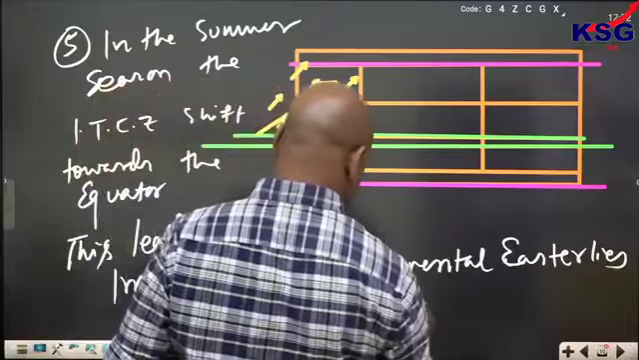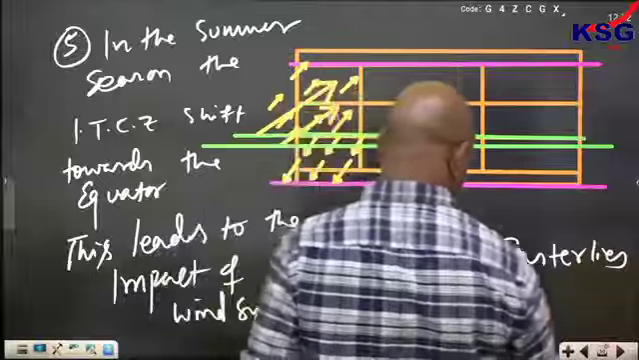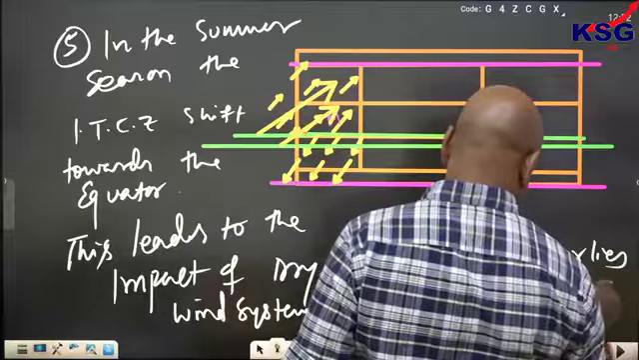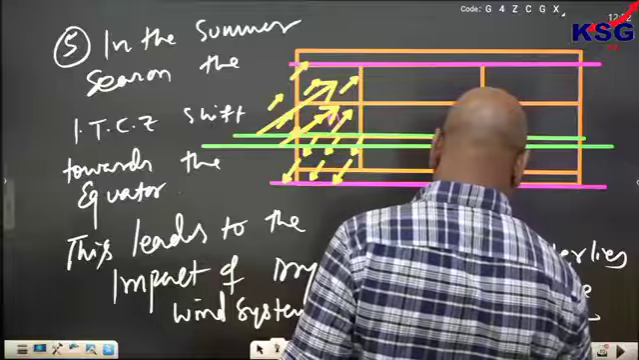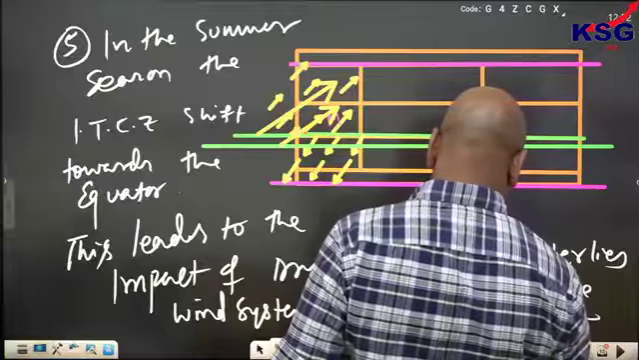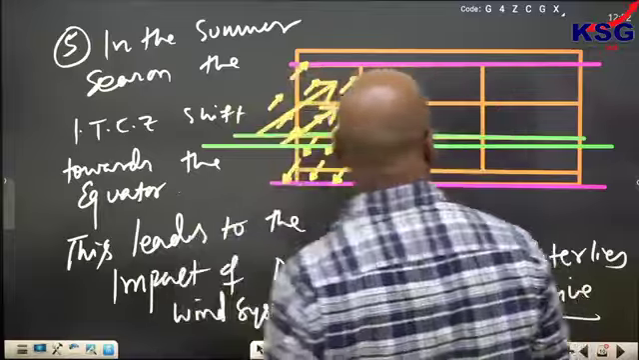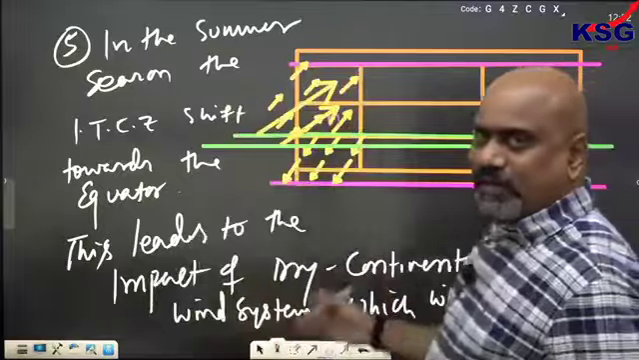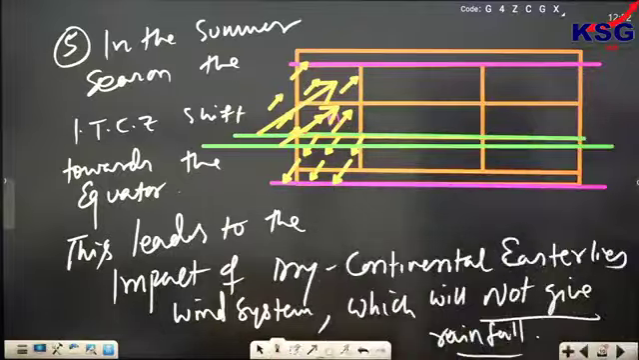Which will not give rainfall. It will not give rainfall. ये बारिश कभी भी नहीं होगा, कभी नहीं देगा. Are you getting the things or do you need any diagram on this? ये समझ में आया कि कोई डायग्राम देना पड़ेगा? Yes.